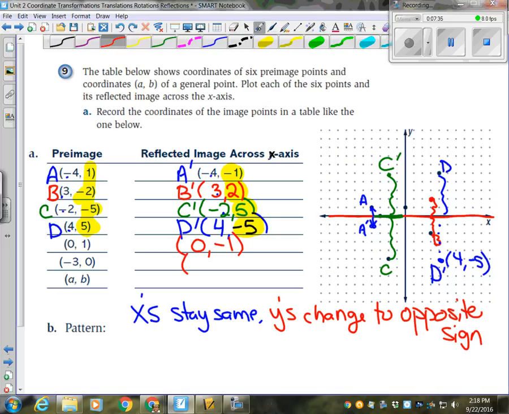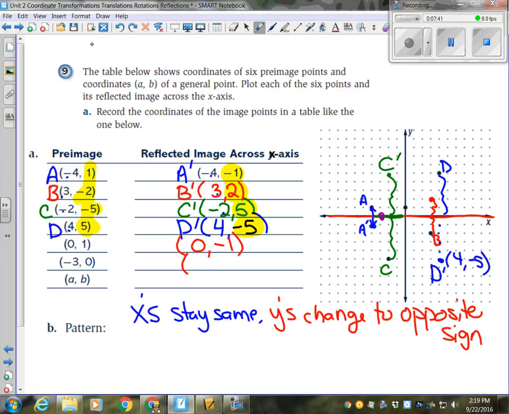Let me see if I can find the color that I haven't used very much. So I have this purple. Negative 3, 0 is right on the reflecting line. So if I had this on a piece of paper and I folded it, it would still be right on that fold or right on that crease. So negative 3 stays the same, and then 0, of course, can't change sign.